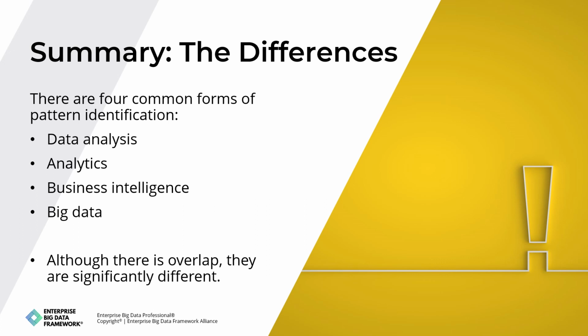Let's summarize what we have seen in this video. Data analysis involves examining historical data to understand what happened. Analytics uses statistical models to predict future outcomes based on past data. Business intelligence integrates data from various sources and presents it in a user-friendly format for real-time decision-making. Lastly, big data deals with vast and diverse datasets that require advanced technologies for processing and analysis. Now that you know these differences, we can proceed with explaining what technical capabilities are required in big data environments.